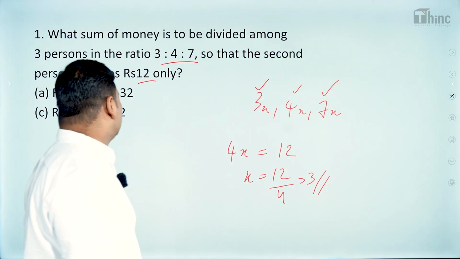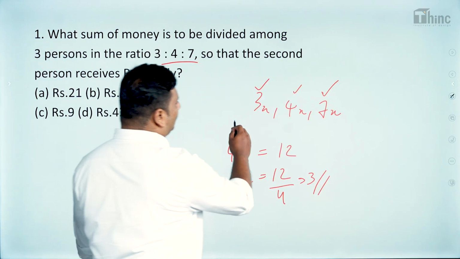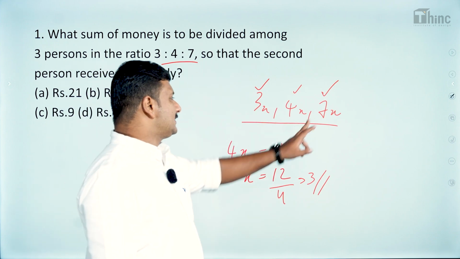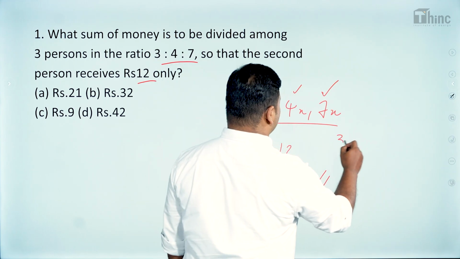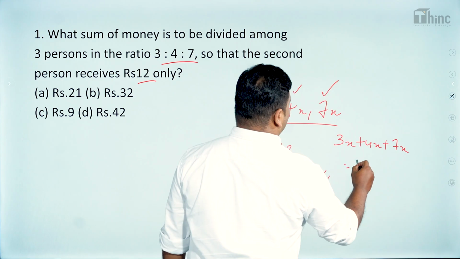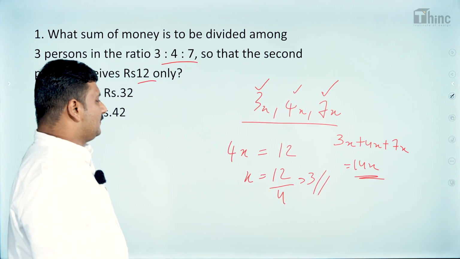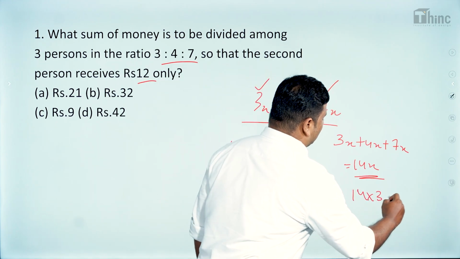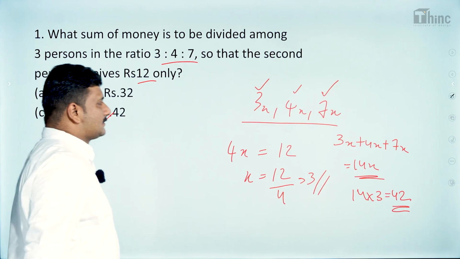Now what is the question? What is the sum of the money? So we have to find the sum of all the money. The first person receives 3x, the second person receives 4x and the third person receives 7x. The sum of the money which all of them receive is 3x plus 4x plus 7x, which is basically 14x. We know that x is 3. So 14x will be 14 into 3, which is nothing but 42. So 42, option D will be the correct answer.